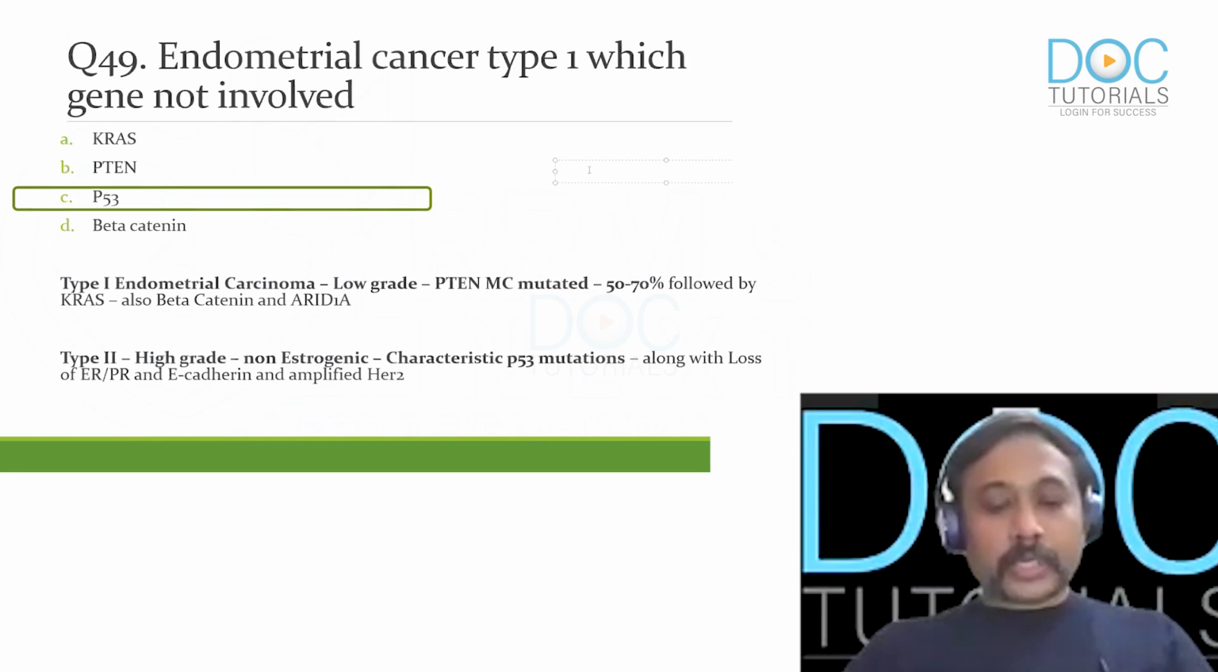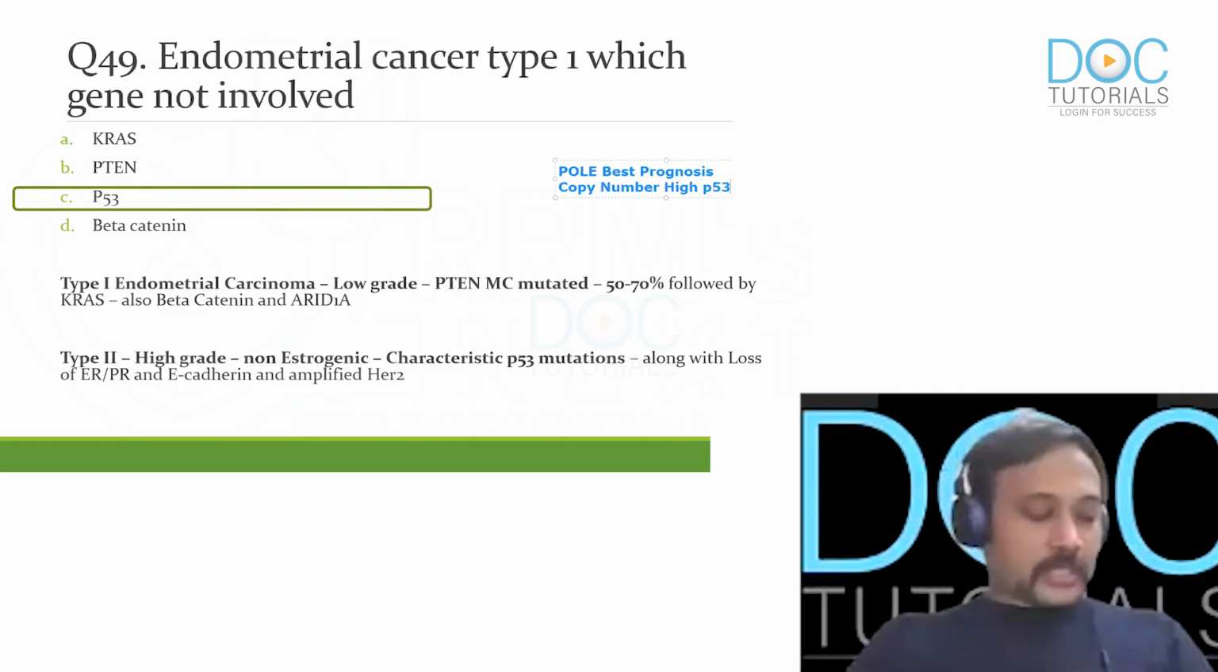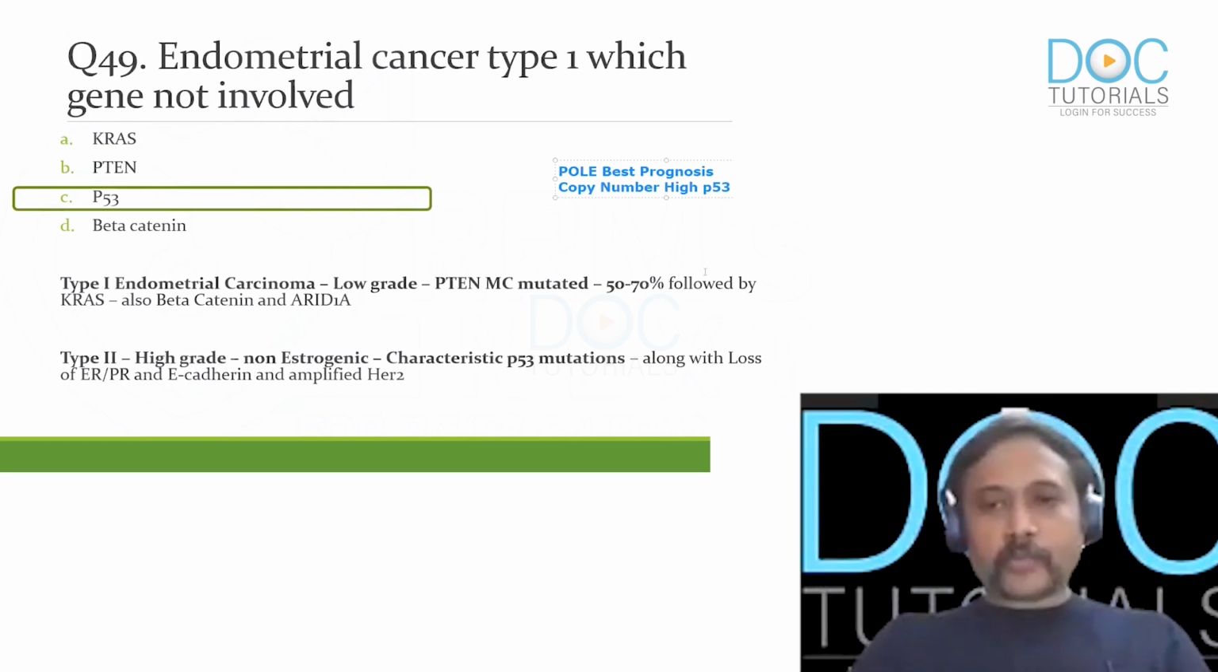Just like you talk about luminal A, in endometrial cancer you remember that it is the POLE type which has the best prognosis. Can someone tell me what is the worst prognosis type in endometrial cancer? Copy number high, correct. Essentially, copy number high usually means you will have P53 abnormality. So you have your POLE mutated type, then your MSI type, then your copy number low, and then your copy number high. The best prognosis is the POLE mutated type, and the copy number high with P53 is the worst prognosis.